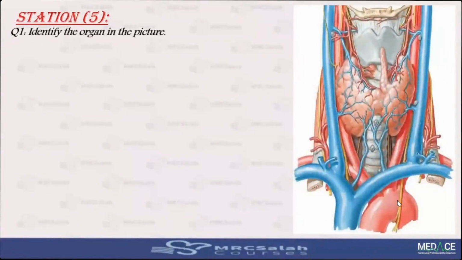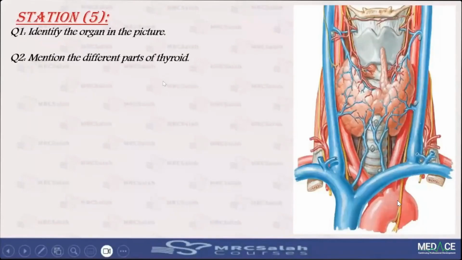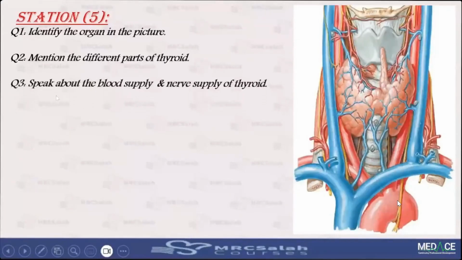Okay, the easiest station in this mock. Could you identify the organ in the picture, please? Yes, it's the thyroid gland. Mention the different parts of it, please. It has right and left lobes and isthmus, and in 10% we have the pyramidal lobe. Speak about the blood supply and nerve supply of the thyroid, please.